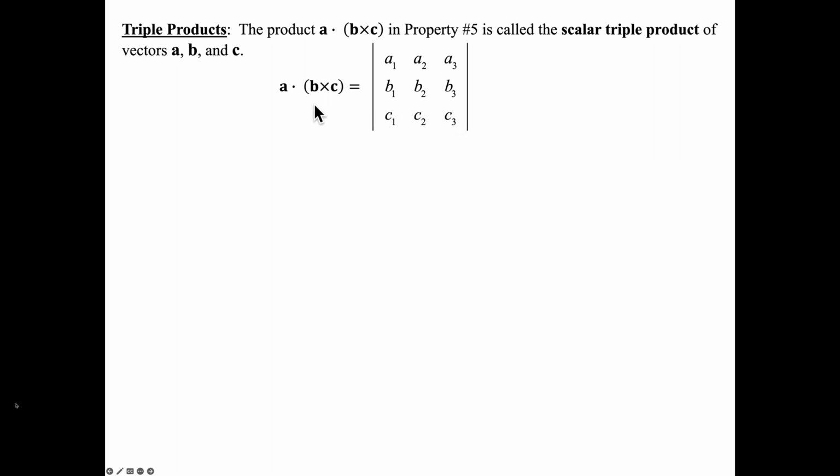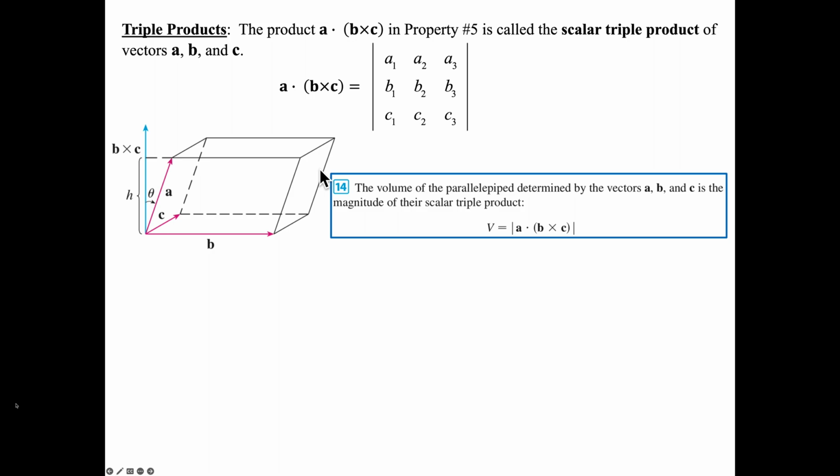And what's very interesting is that this triple product becomes the volume of this. We can call it a parallelepiped. I've heard people call it a parallelogram prism.